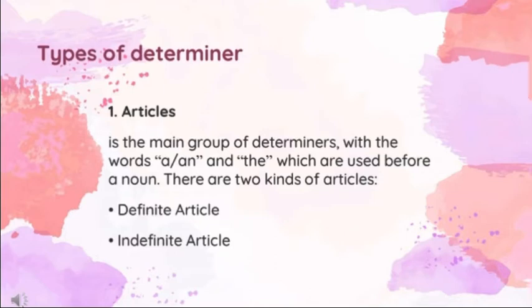Types of determiners. The first is articles. Articles are the main group of determiners with the words a or an and the, which are used before a noun. There are two kinds of articles. The first is definite article and the second is indefinite article.